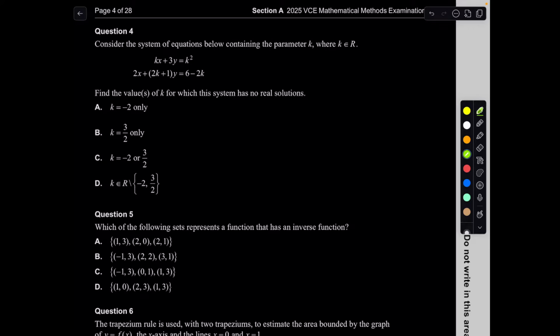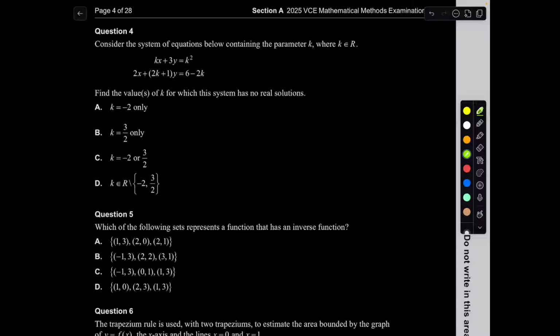So question 4. Consider the following systems of equations below containing the parameter k, where k is an element of all reals. Find the values of k for which a system has no real solution. This is one of the most common questions, of course. Now, you could, of course, do this in a very long method. Don't do it like in exam 1 where you will do all this algebra. It's only in exam 2. This is a multiple choice question. Do it as quick as possible.